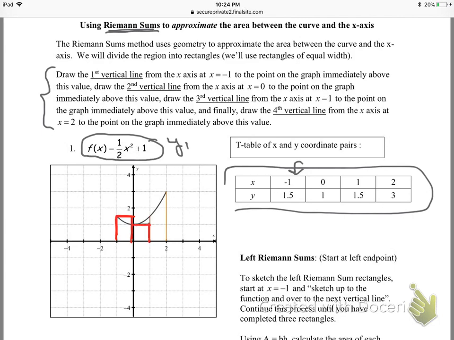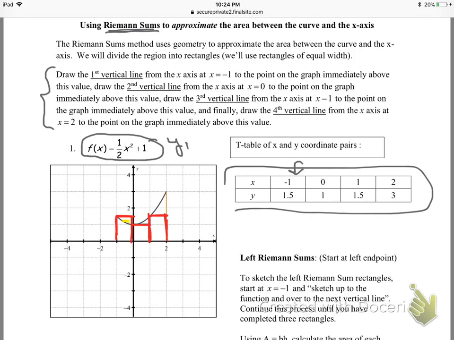Okay. All right, so I'm going to go up, hit the function, go across to the next x value, and go down. There's my third rectangle. So you can see, so let's just color in some of the places that we're missing or that we're overestimating.